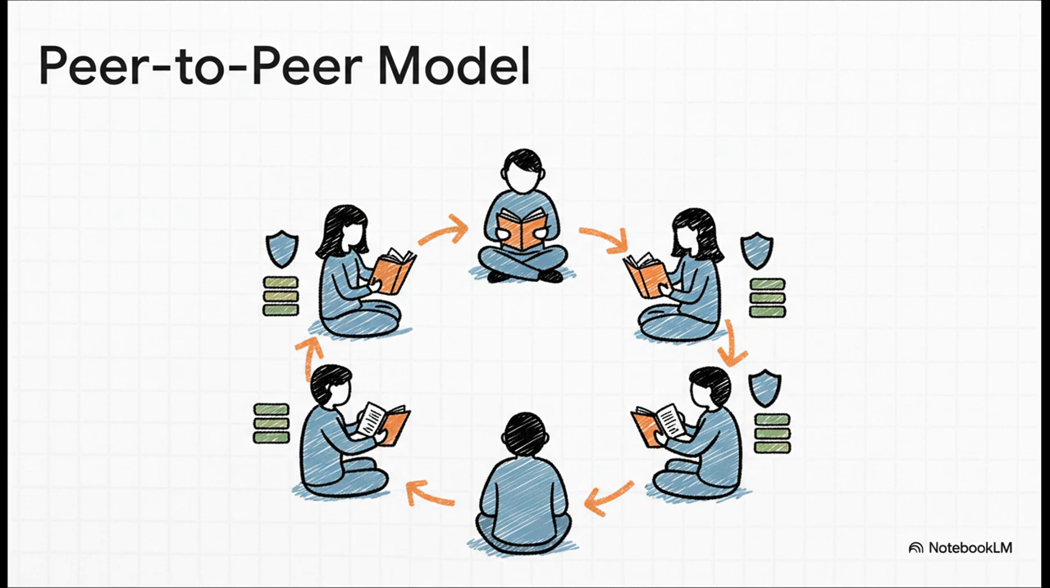Now, a peer-to-peer network, that's more like a book club. Everybody's equal. Everyone brings their own books, their own resources, to share directly with everyone else. But this also means that every single person, or peer, is in charge of their own security and their own backups. There's no head librarian calling the shots.